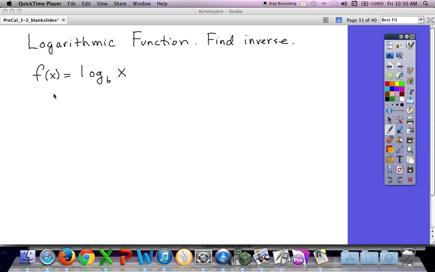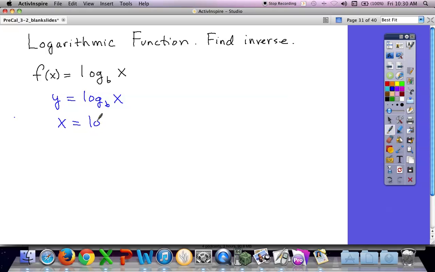Change the f of x to a y. Switch the x and the y. And then solve for y. Well, we don't have any way to divide by the letters log. But convert that to an exponential. What would you get if you converted it to an exponential?